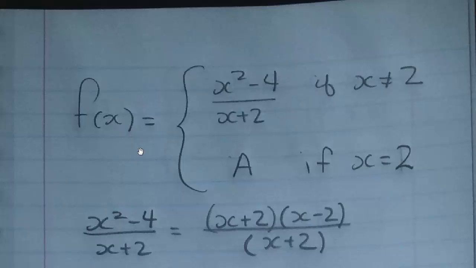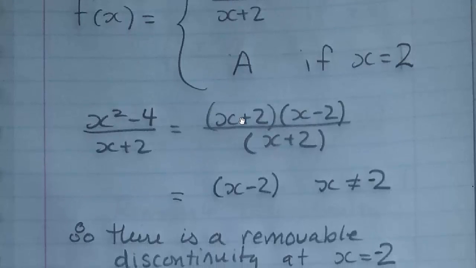And so here is question 2a, and what it's asking us to do is try and find a value of a that is going to make this function continuous, and if no such value exists, just explain why that is. Okay, so this is just the classic removable discontinuity problem. We can factor the top of this equation into x plus 2 times x minus 2 over x plus 2.